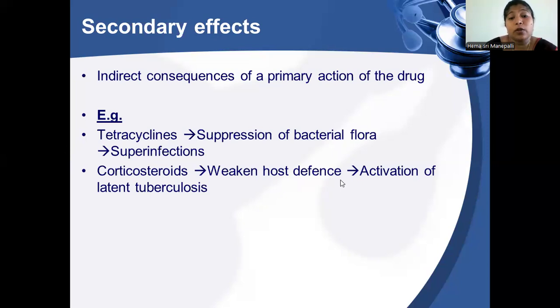Corticosteroids weaken the host defense mechanism. So there is an activation of latent tuberculosis. Generally, tuberculosis occurs in patients who are in an immune deficit condition, such as adults 65 years and older, and children less than 3 months of age. In those cases, tuberculosis mostly occurs. They are vulnerable cases, more prone to get this tuberculosis condition.